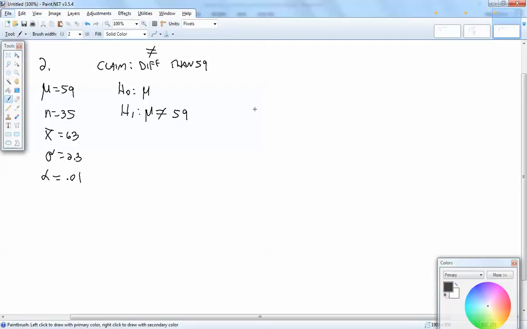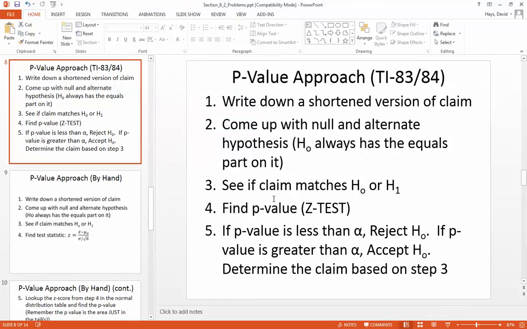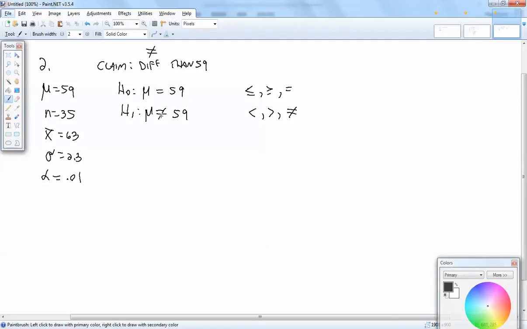Now the only symbols you can put on H1 are less than, greater than, or not equal to. The only symbols that can go on H naught are less than or equal to, greater than or equal to, or equal to. Now these are opposites of each other, so if this is not equal to, this will be equal to. I show it this way where you can put any of these three symbols on H naught, but a lot of books have adopted the convention of only putting equals here. Not that it matters for this example. Step 3, see if your claim matches H naught or H1. Not equal to up here, not equal to down here, so our claim obviously matches H1.